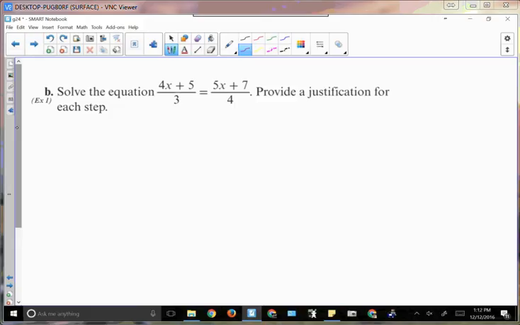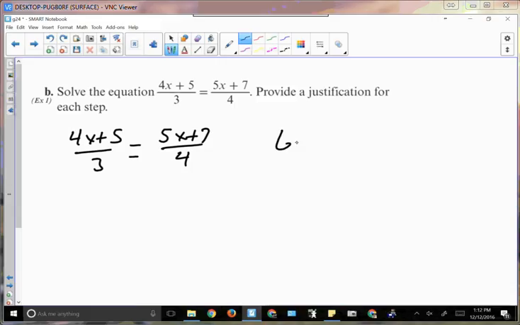Okay, let's get this one. So, Leah, what would be the first thing that you would write down here for line number one? Okay, so you want 4x plus 5 over 3 equal 5x plus 7 over 4. And what's the reason given?